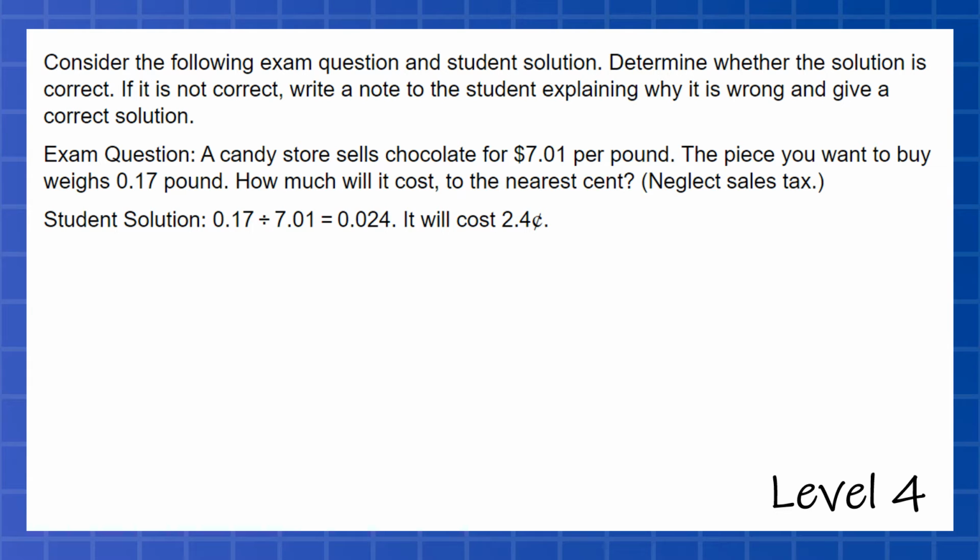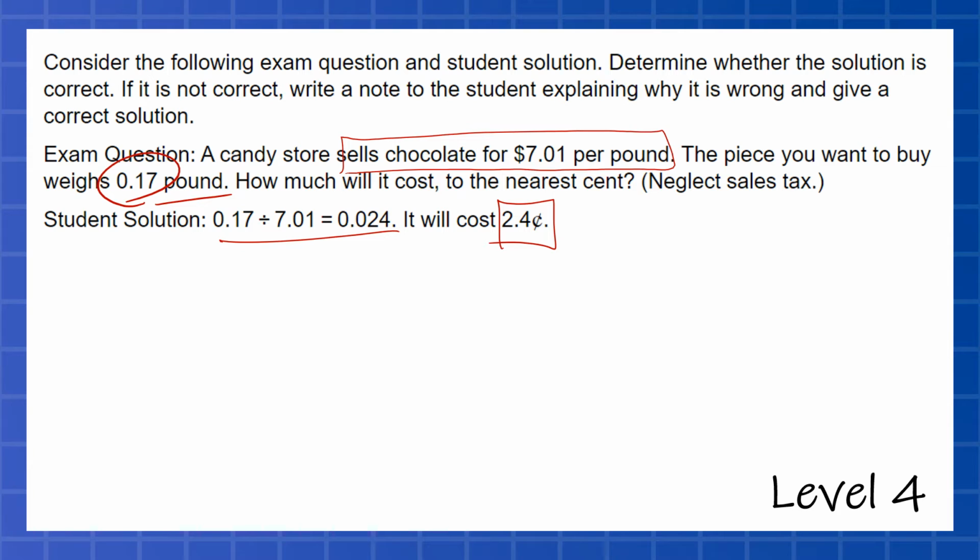Consider the following exam question. So this is one where somebody has already solved it. They said they went into a candy store that sells chocolate for $7.01 per pound. And they want to buy just a piece of it. Okay, they don't want to buy $7 worth of chocolate. And so they look at how much they have, and they've only got 0.17 pounds. And so their math is that it'll only cost them 2.4 cents before tax. And they think, oh, I'm just going to give them 2 cents. Now the question is, is that the right answer?